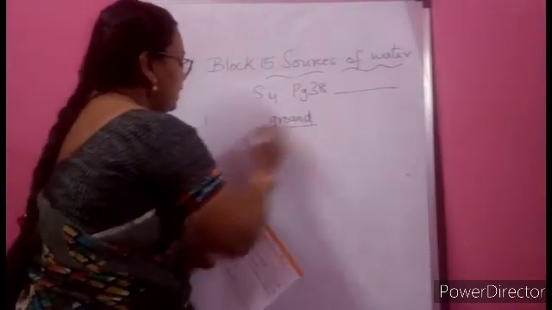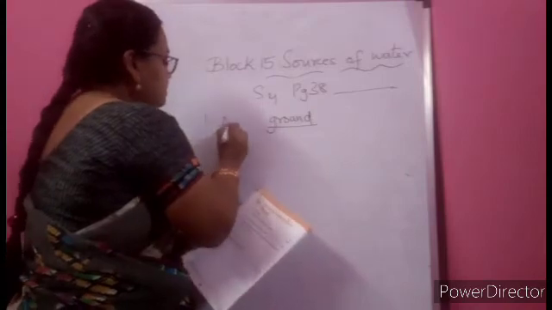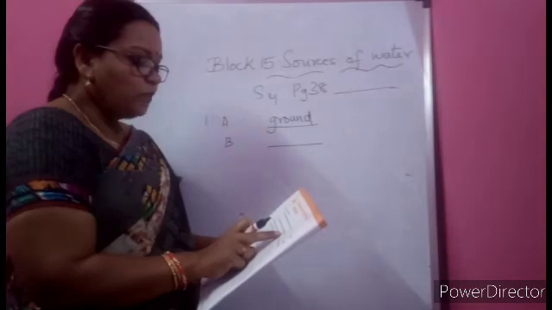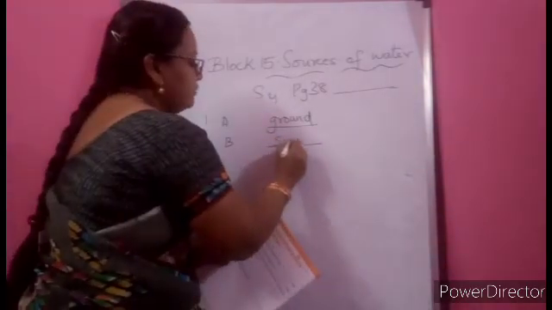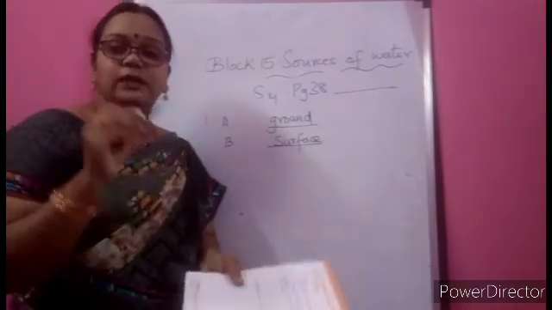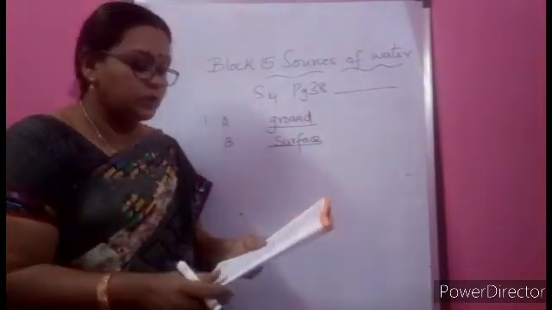Spellings, all these are the keywords. As I told you, whichever spellings are new, those are all keywords. Water on the top of the ground is called surface water. Ground, surface, artificial, man-made, natural, all these spellings you have to learn.